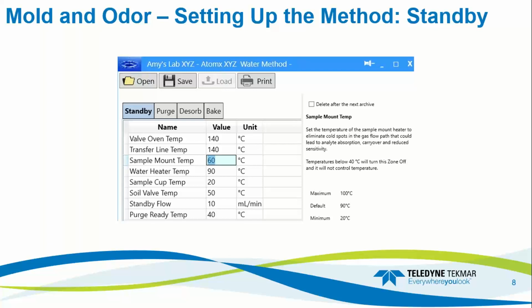This is the first tab when you open up the water method to build your water method. This is a standby tab. Here, we would just like to lower the sample mount temperature to 60 degrees C, and this is to help a little bit with that moisture control.